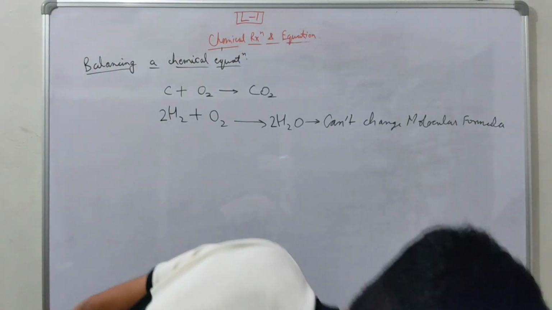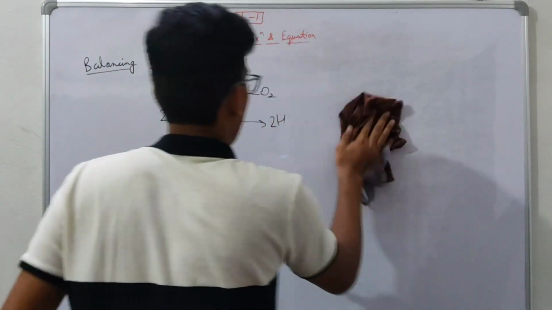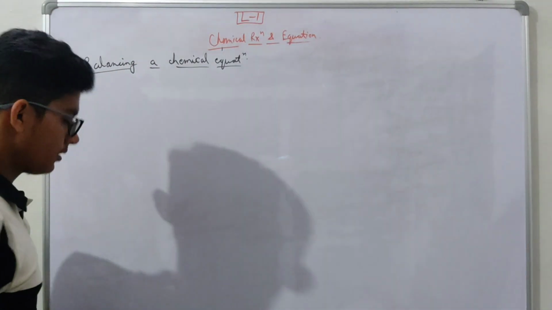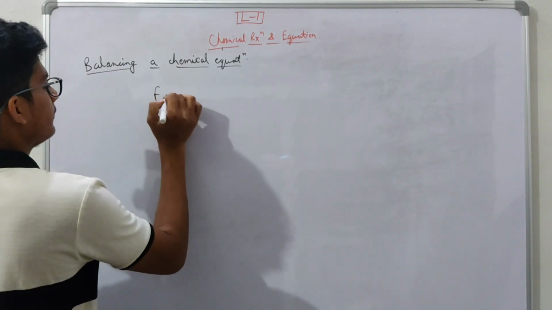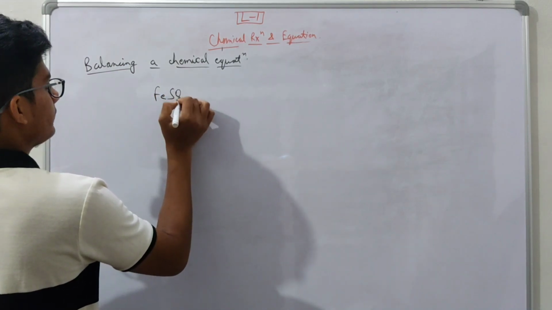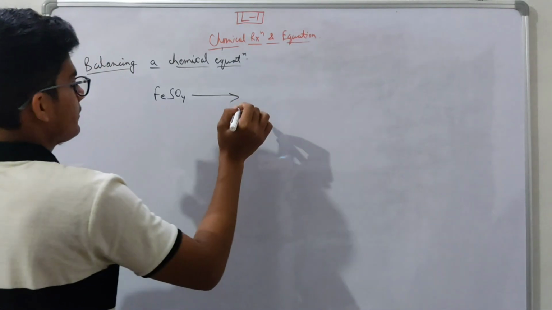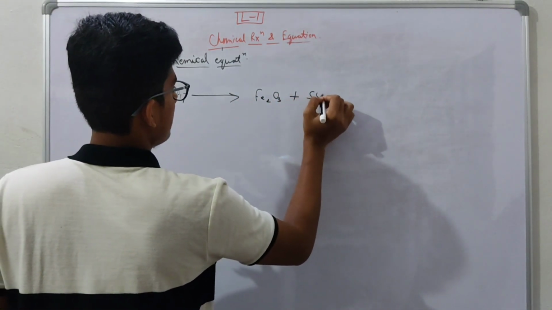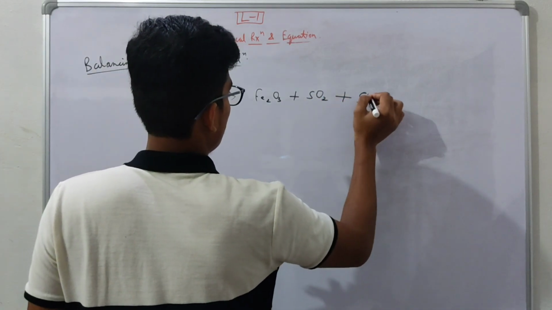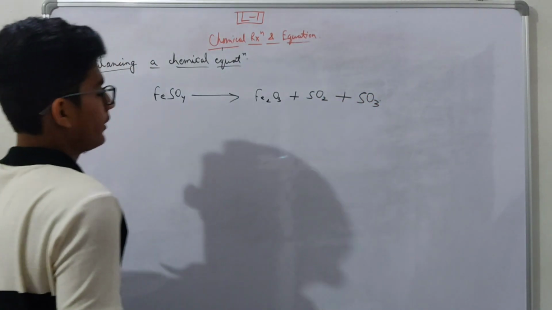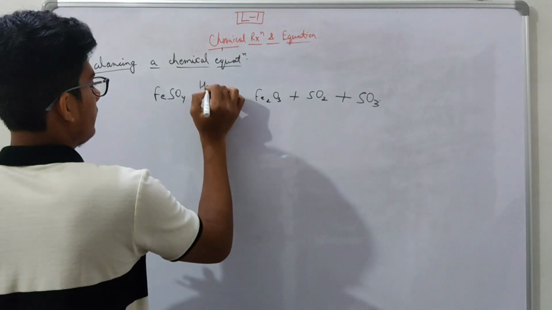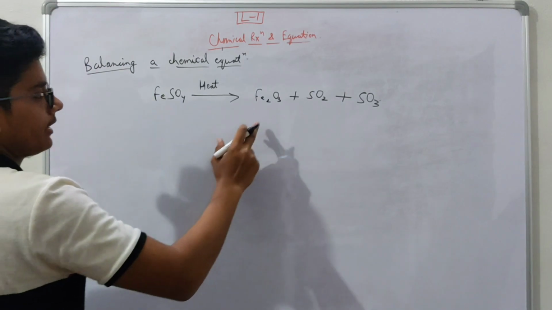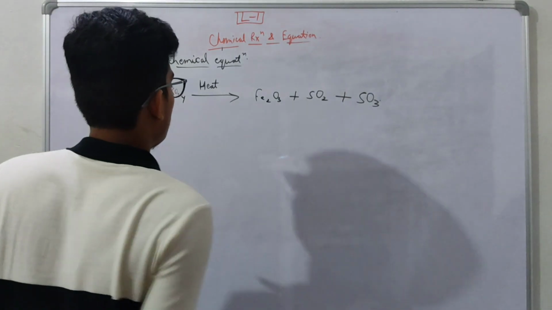But this is very simple. Suppose there is some hard equation to balance. Example: FeSO4 gives Fe2O3 plus SO2 plus SO3. Okay, it gives on heating. We will simply heat FeSO4 and it will give Fe2O3, SO2 and SO3.